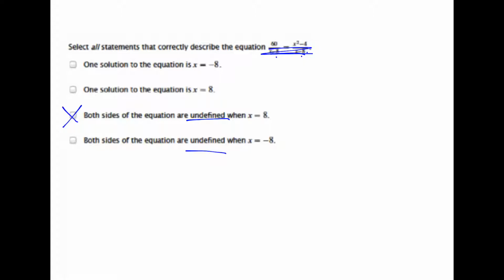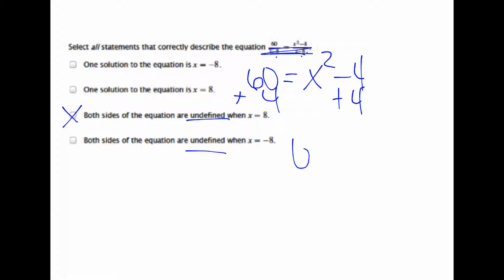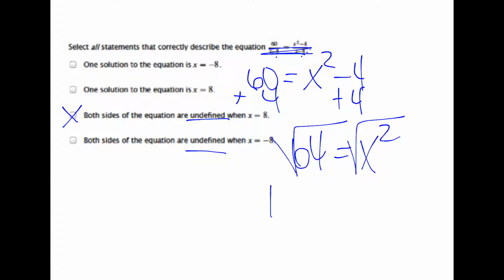Then I went ahead and took 60 equals x squared minus 4, added 4 to both sides. 64 equals x squared, took the square root. When you take the square root, you got to do plus minus 8 equals x. But remember, we already said one of the answers was undefined at 8. So the only option is negative 8, because positive 8 would be what we would consider extraneous.